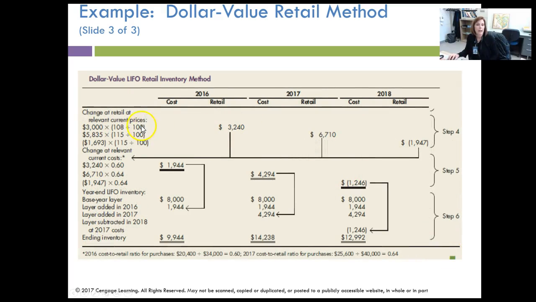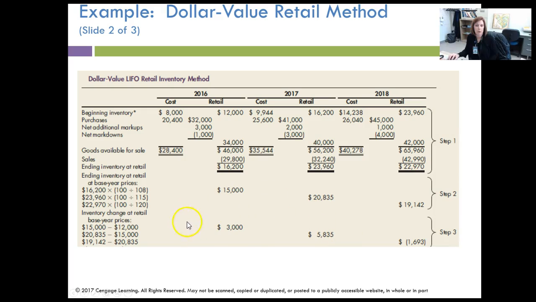So now we come up with a ratio between the index for the current year and the index for the base price year, and we multiply that by the change. And I'll just go up, so basically we've got our three change figures here.